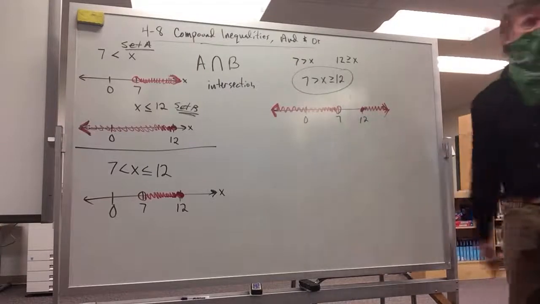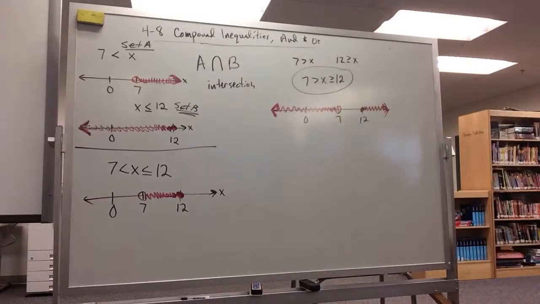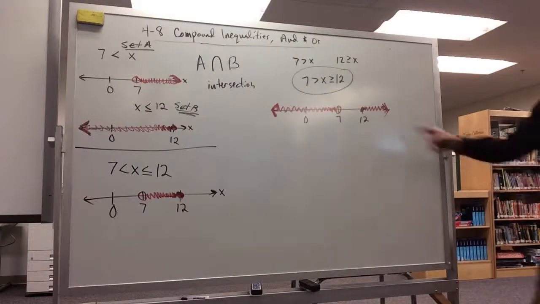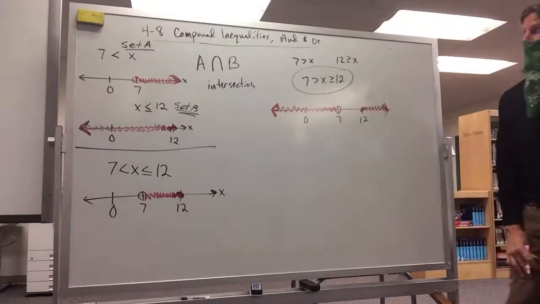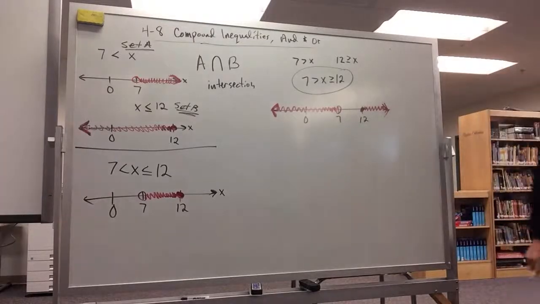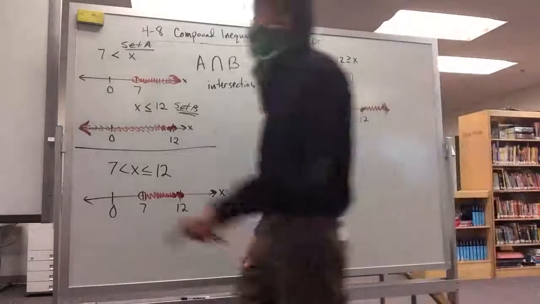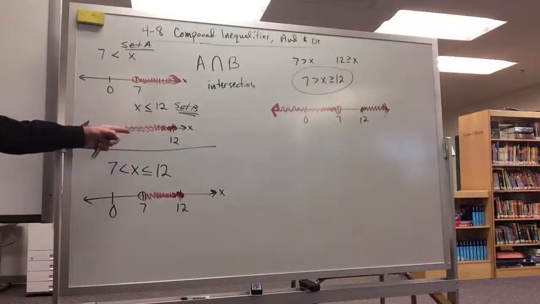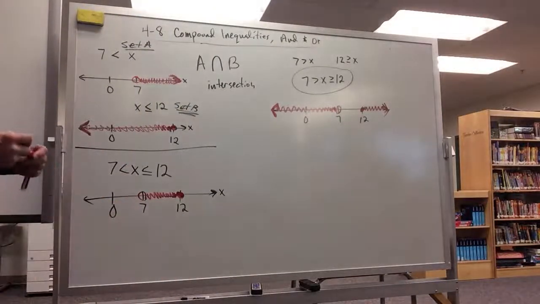So now what we're doing is we're leaving x out. We're saying that the numbers have to be smaller than 7 or bigger than 12. So this is an or situation. It's one or the other, not both together. This is that the numbers are bigger than 7 and they're less than 12, so you have an intersection.